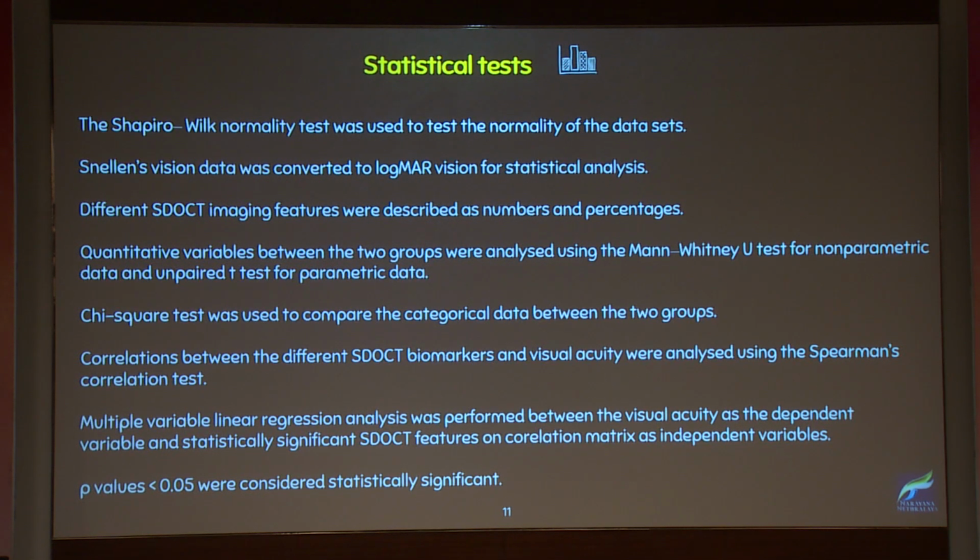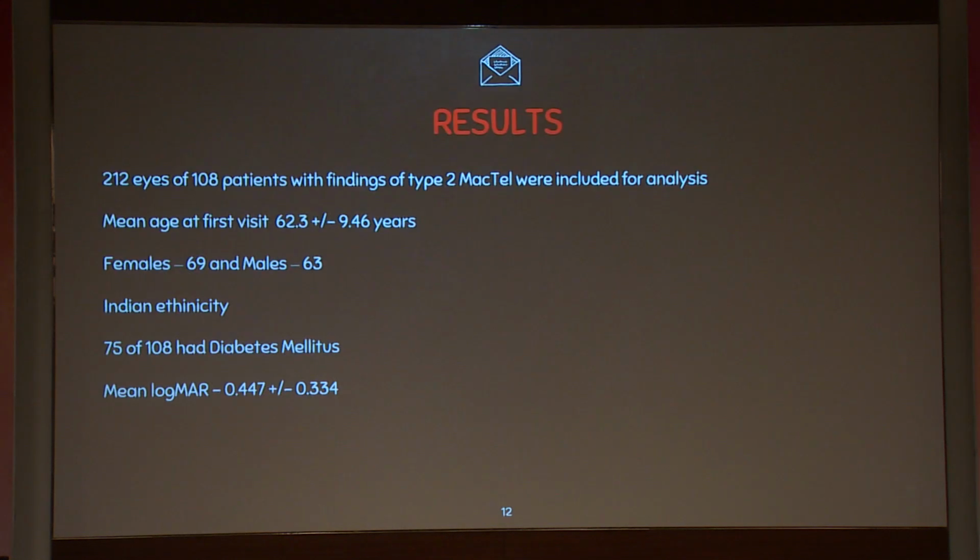Multiple variable linear regression analysis was performed with visual acuity as the dependent variable and statistically significant SDOCT features on the correlation matrix as independent variables. P-values less than 0.05 were considered statistically significant.